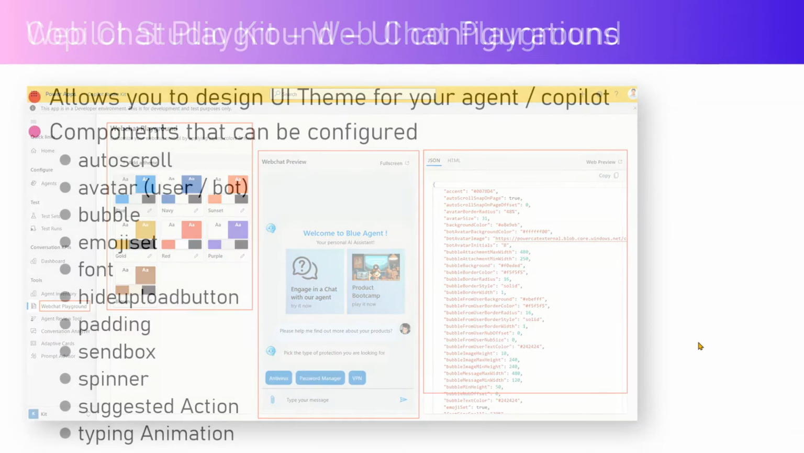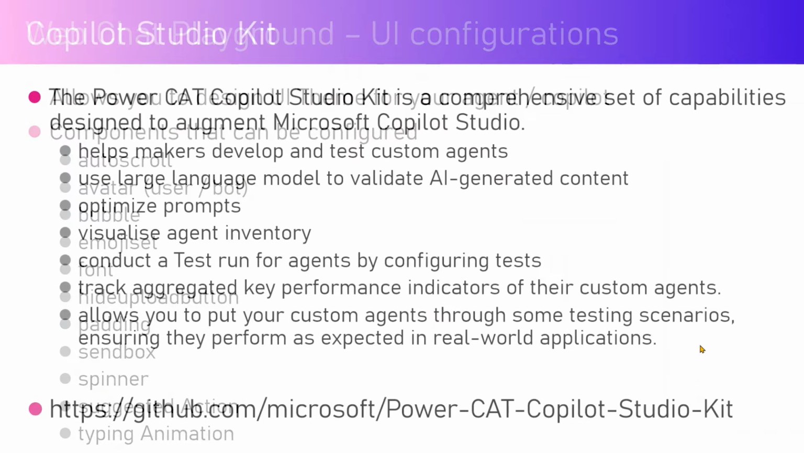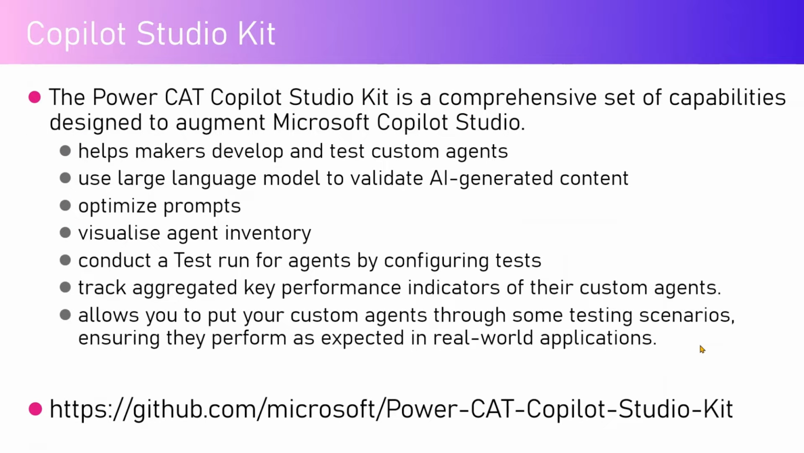So, let me first brief you on what Copilot Studio Kit is. The PowerCat Copilot Studio Kit is built by the PowerCat team in Microsoft. It's a comprehensive set of capabilities and features designed to augment Microsoft Copilot Studio. Now, there are a lot of things which you can do within Copilot Studio Kit. I have already covered a comprehensive video on Copilot Studio Kit, but for the sake of this example, I will just focus on one of the components: how to apply the theme to your agent.